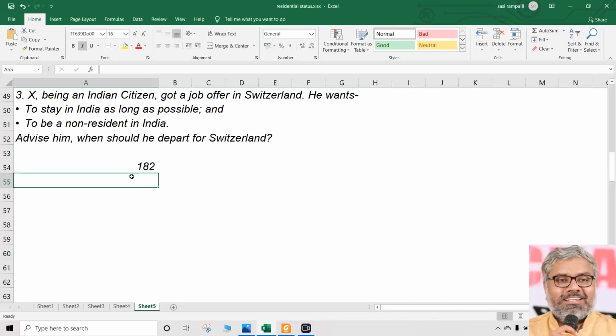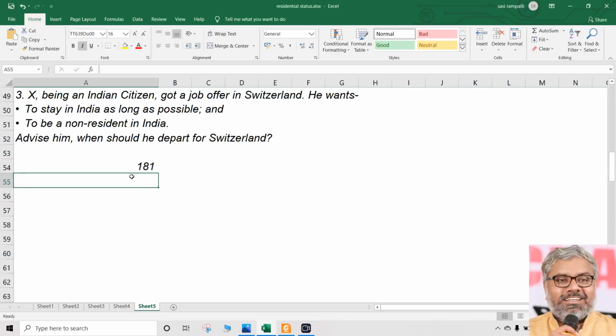But his target is not that. His target is to be called as non-resident. So naturally, when can he be called as non-resident? If he has a choice, in this case he has. When can he be called as non-resident? If he stays for less than 182 days. If he stays in India for less than 182 days, he can be called as non-resident. If he stays for exactly 182 days also, he will be called as resident. Because his objective is to be called as non-resident and to stay in India as long as possible, what is the maximum number of days he can stay in India and still be called as non-resident? That is 181 days. That first of all we should be identifying.